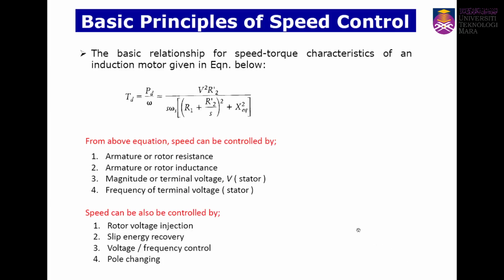The basic relationship for the speed torque characteristic of an induction motor is given by the equation below. This very famous equation again and again: P_D over omega_m, not omega_s, omega_m. The equation equals V^2 over R'_2. Now the equation turns to R'_2 instead of R. Just now we had R, now we have R'_2. I hope that doesn't confuse you.